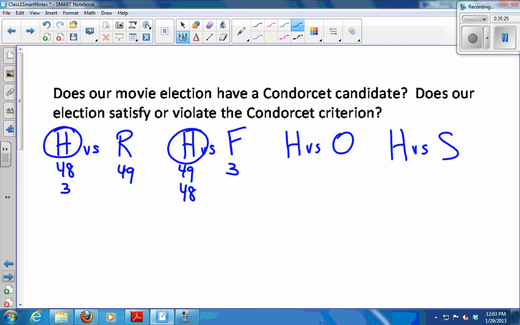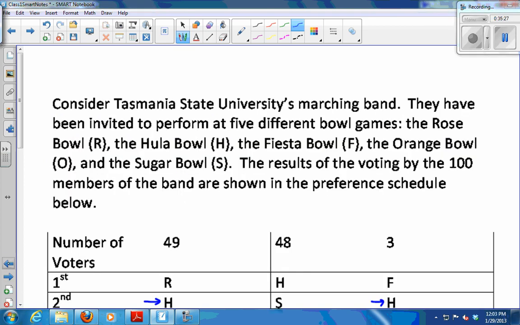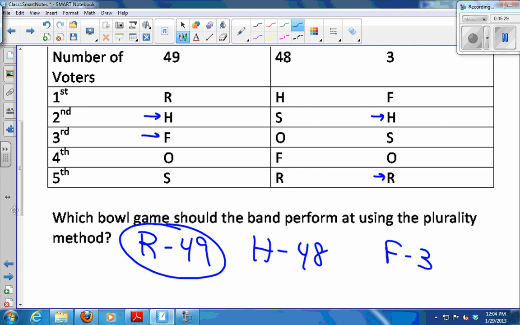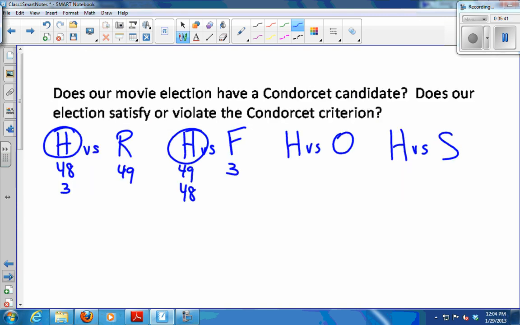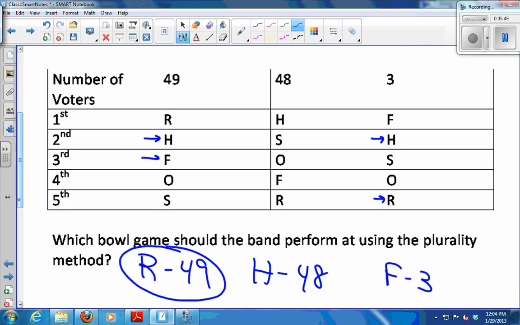All right, let's see. Hula versus the Orange Bowl. These 49, who would these people pick? Hula or Orange? Hula. These people? Hula. These people? Hula. Everybody picks the Hula Bowl in this case. So we have 100 to 0. Hula wins. Hula versus Sugar Bowl. Hula, Hula, Hula. 100 to 0 again.